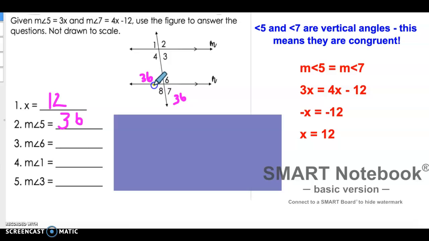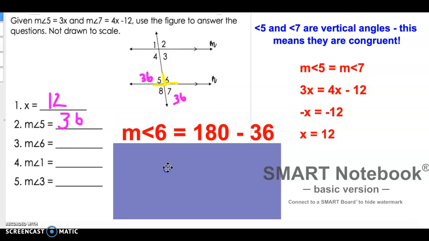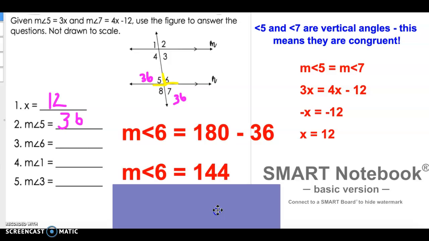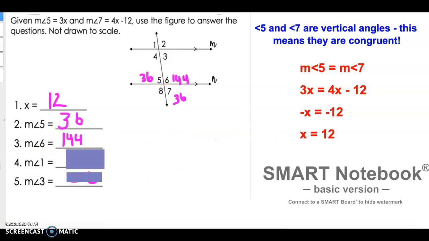Looking at our picture, angle 5 and angle 6 form a linear pair, which means they are supplementary. Remember, supplementary means they add up to 180 degrees. So if we know that the measure of angle 5 is 36 degrees, to find the measure of angle 6, we can just do 180 minus 36. When we do that, we find that the measure of angle 6 is 144 degrees.